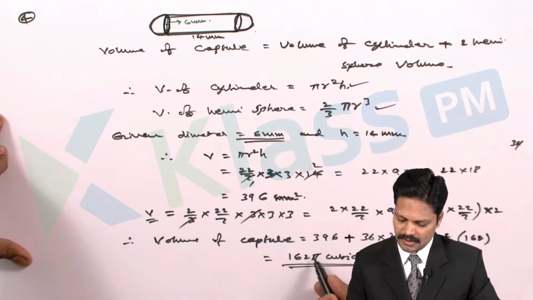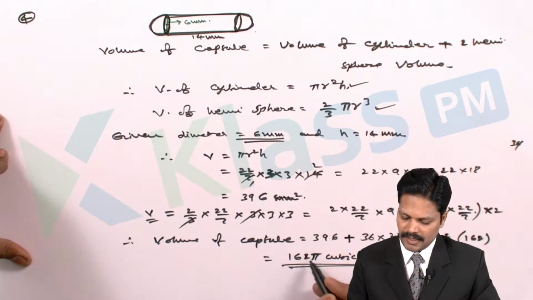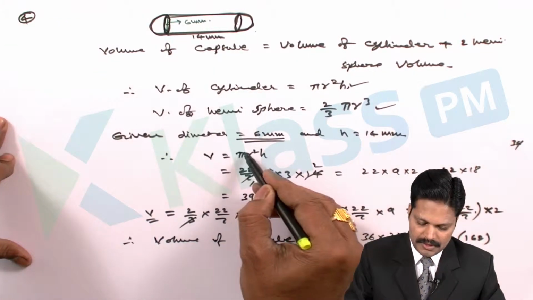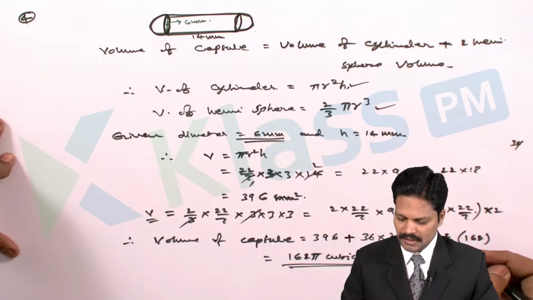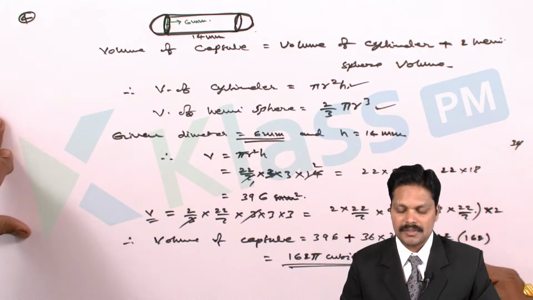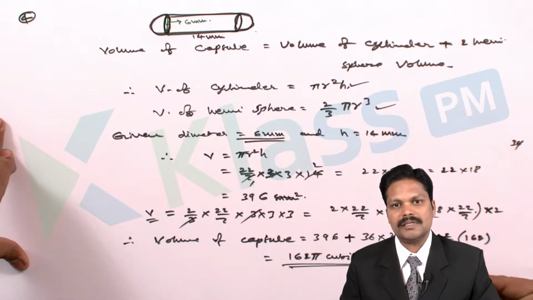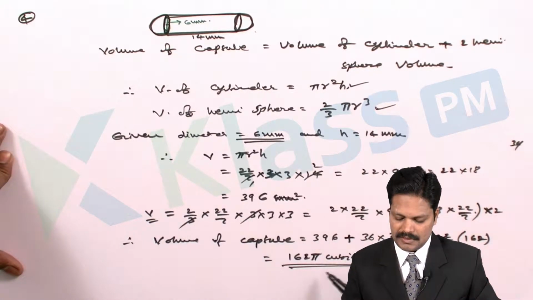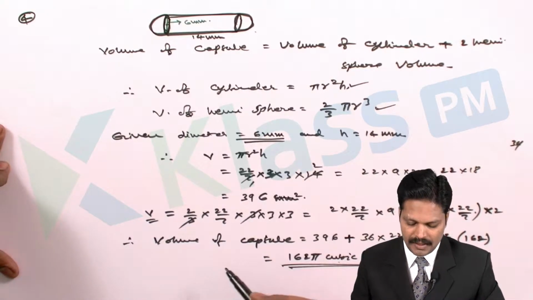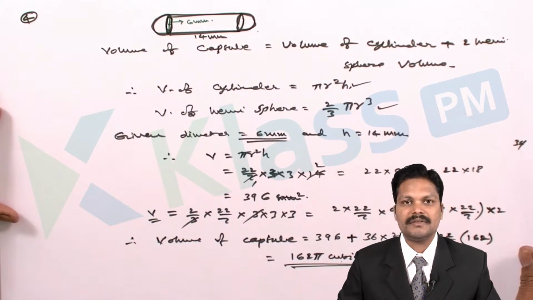value of 22 by 7 is nothing but pi. If we are not converting the pi value to 22 by 7, then it is easy to find the value. If you convert the pi value as 22 by 7 also, it is not an issue, at last you will get 22 by 7 as a common value. Then 162 pi cubic millimeters is the volume of the capsule. In this manner we can find.